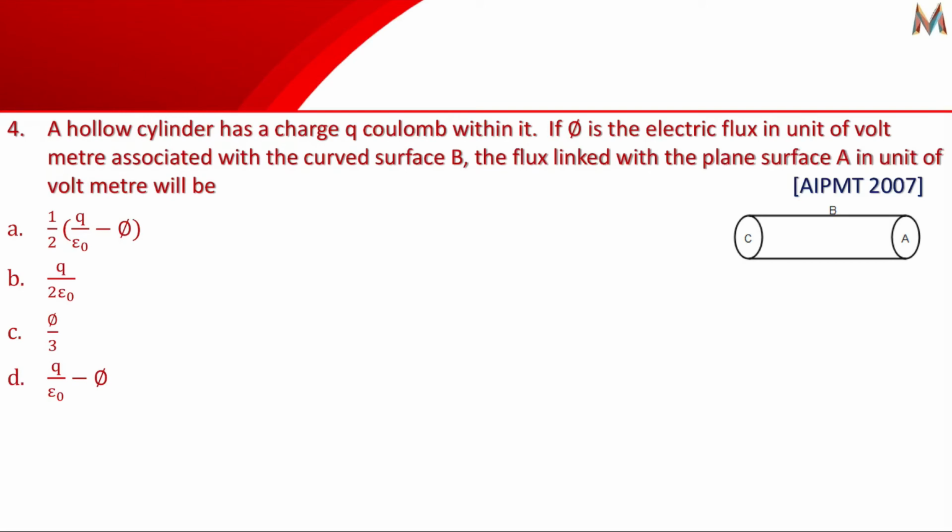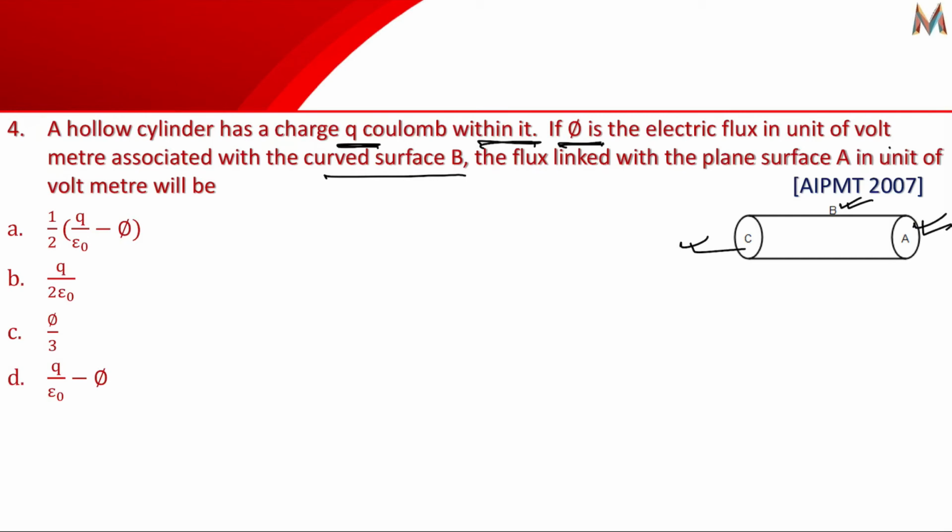Question number 4. It is given that a hollow cylinder has charge small q coulomb within it. This is the hollow cylinder in which charge small q is there. If phi is the electric flux in unit of voltmeter associated with curved surface B, through this curved surface B the electric flux phi is given. We have to find the electric flux through the plane surface A.